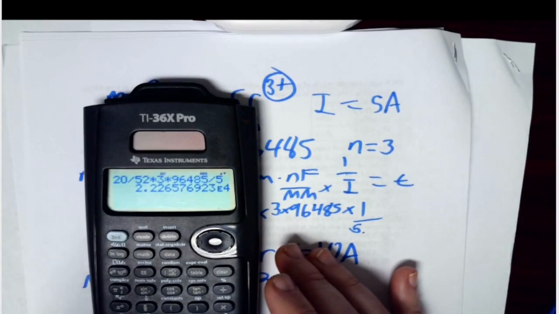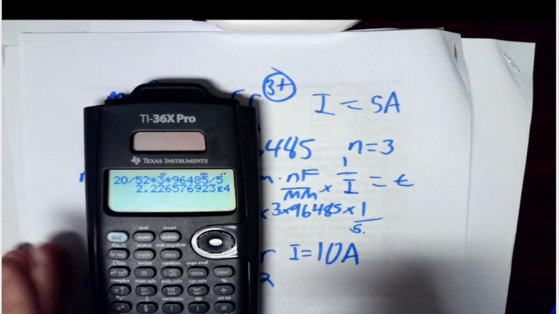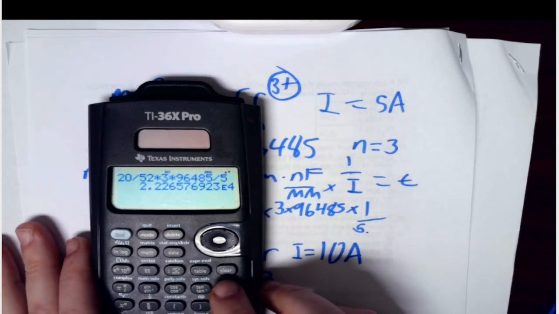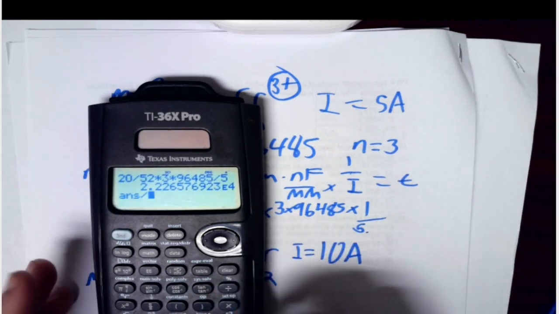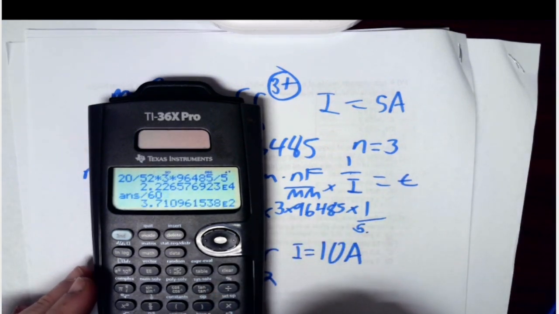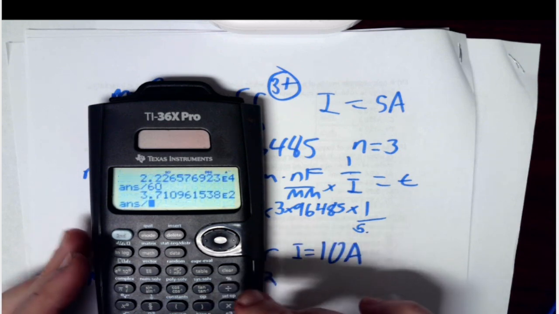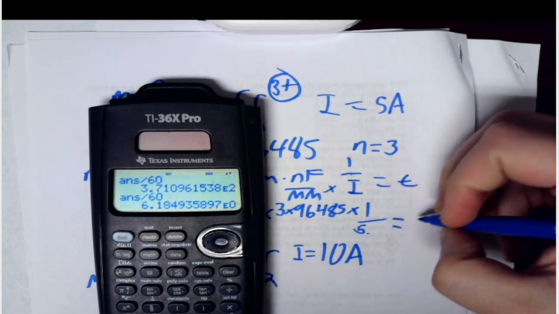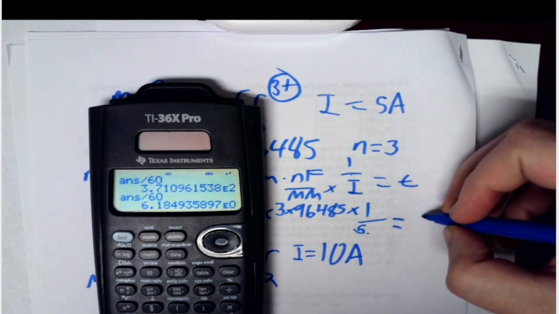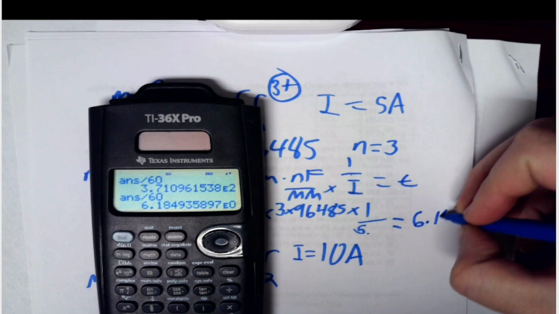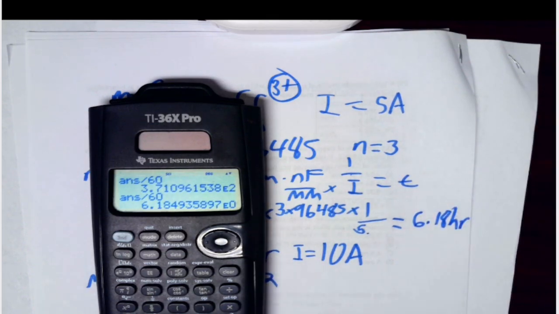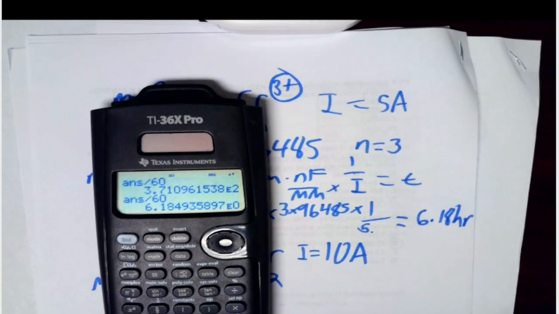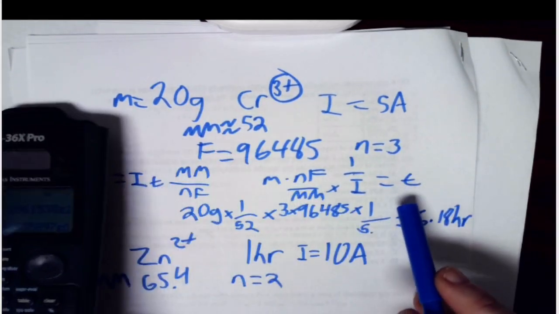But remember, this is in seconds. So let's convert this into something a little bit more reasonable. So 60 seconds in a minute and 60 minutes in an hour. This would take something like, in time, 6.18 hours. 6.18 hours to electroplate 20 grams at 5 amps.